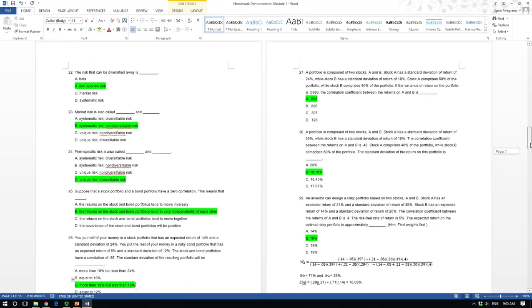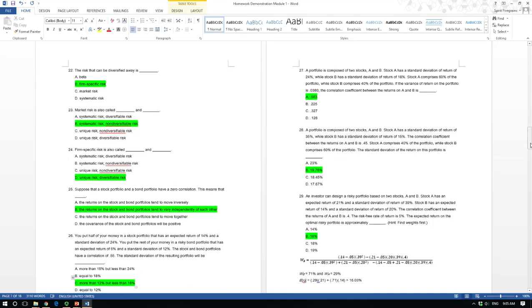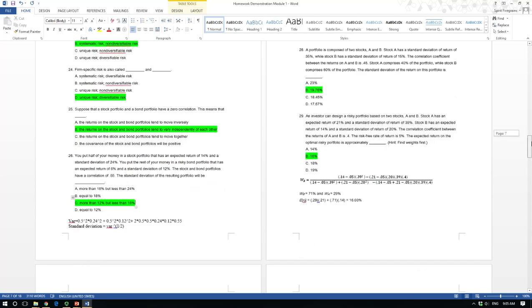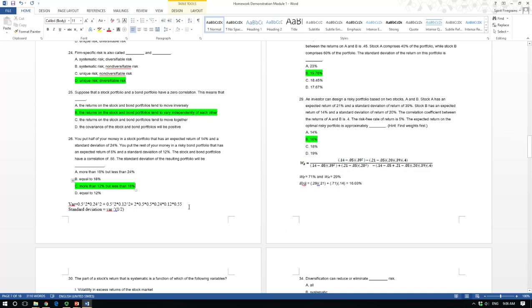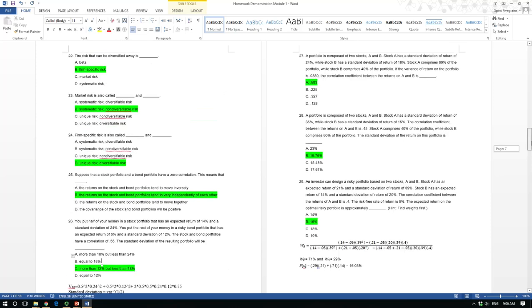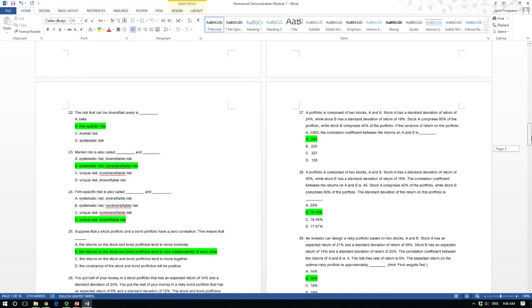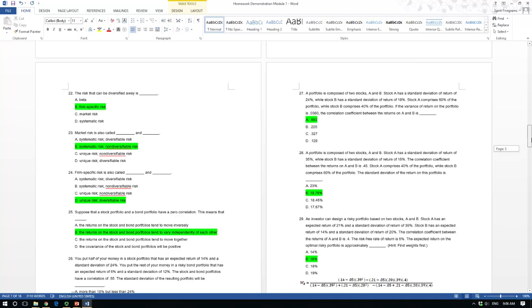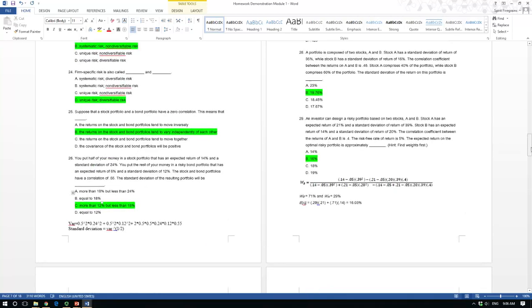Number 27. A portfolio has two stocks, A and B. The standard deviation is 24% for A and 18% for B, and the weights are 60% versus 40%. And the variance is 0.038. It asks you to solve for the correlation coefficient. So here you follow a similar formula to the one you used before for calculating variance. The difference here is that you know the variance. The variance is 0.038, and the only thing that you need to solve for is this rho.